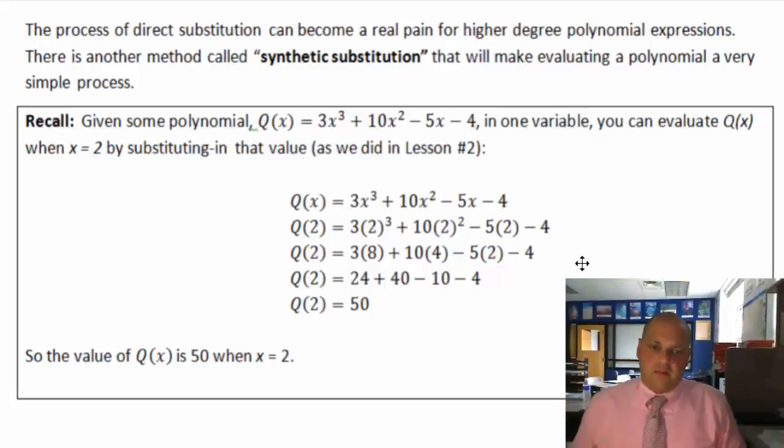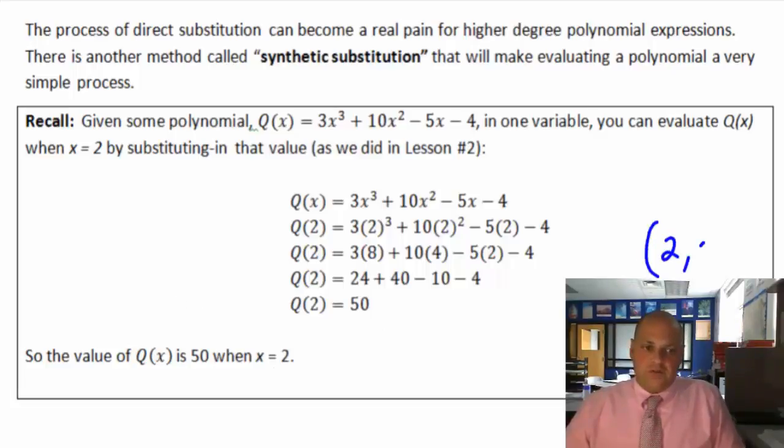First you'd have to do 2 to the third times 3, 2 squared times 10, 5 times 2, minus 4, and then you have to add them all up. Then you get a final answer of 50. So the value of q of x is 50 when x equals 2. That means we're looking at the point (2, 50). We've talked about that.